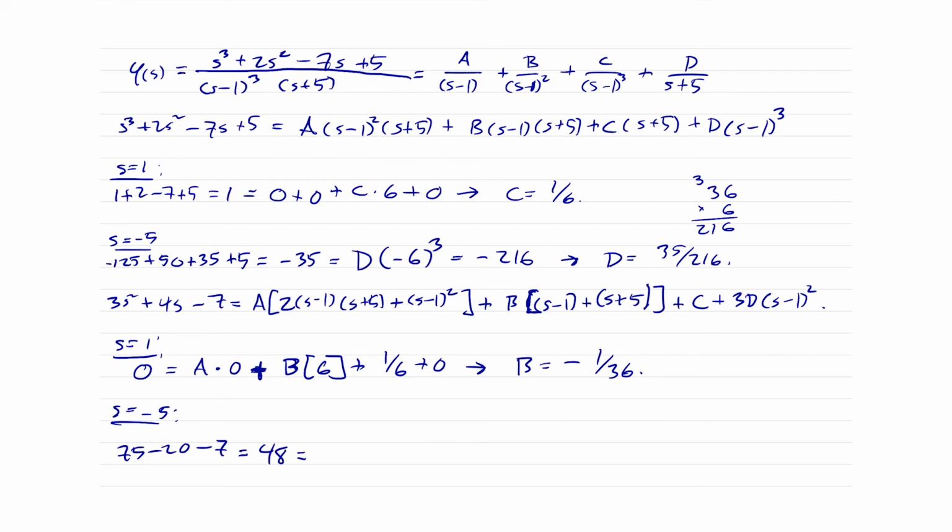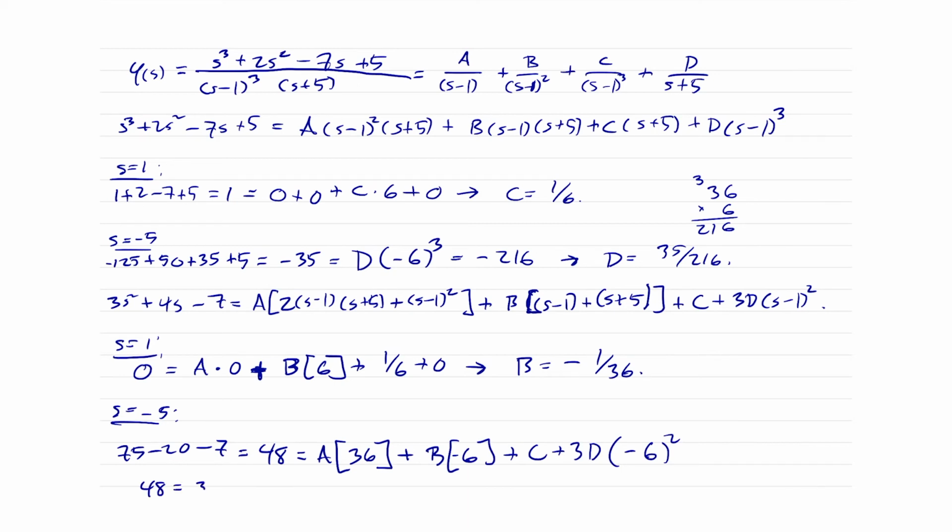Is equal to, so now I get a times 2 times minus 5. Oh, wait, sorry, that whole term is 0 because of that guy. So I don't have to worry about that. So then I get negative 5 minus 1 squared, so that's negative 6 squared, and so that's 36. Plus b times negative 5 minus 1, that's negative 6. And I have plus c, and I have plus 3d times negative 6 squared. All right, so again, not looking pretty, but I do know all the other numbers.